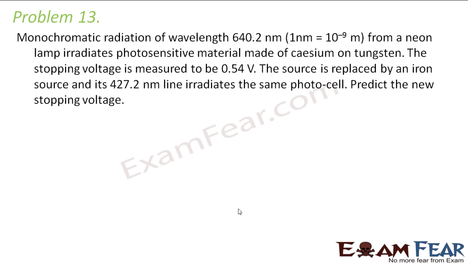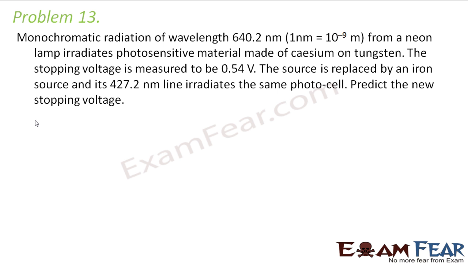Here comes problem 13. Monochromatic radiation of wavelength 640.2 nanometers from a neon lamp irradiates photosensitive material made of cesium on tungsten. The stopping voltage is measured to be 0.54 volts. The source is replaced by an iron source and its 427.2 nanometer line irradiates the same photocell. Here also the same thing.